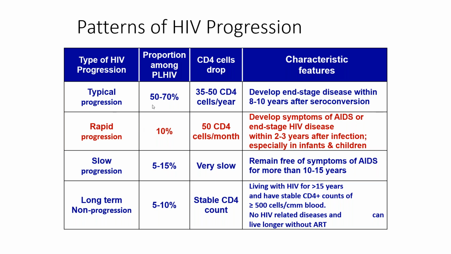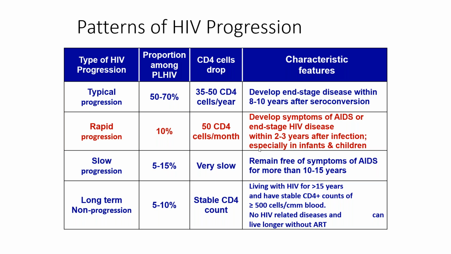But what is more dramatic are what are called rapid progressors. These are very few. These are about 10% of PLHIV who present as rapid progressors. These patients drop 50 cells per month. Remember, the earlier person was dropping 50 cells a year. These patients tend to lose about 50 cells a month. So in a year, their CD4 count would come down from 800 to 200 because they have lost about 600 cells. So within 2 to 3 years of acquiring the infection, these patients develop symptoms of AIDS and end-stage HIV disease.